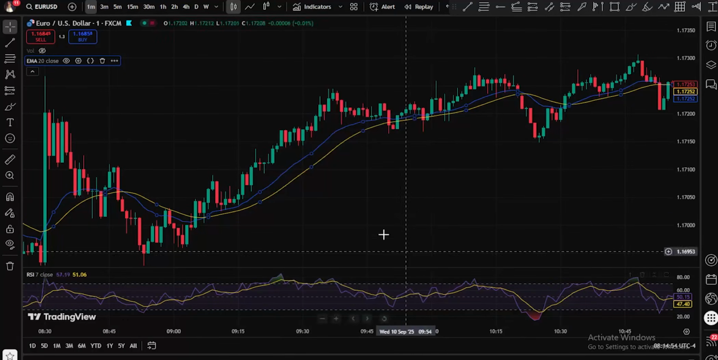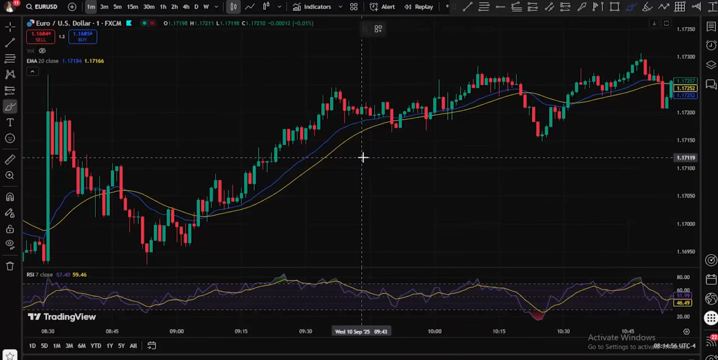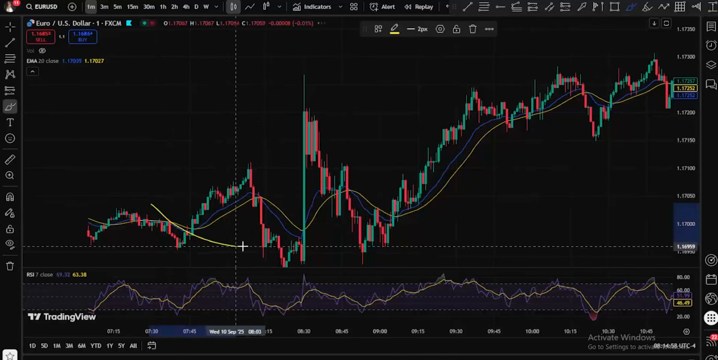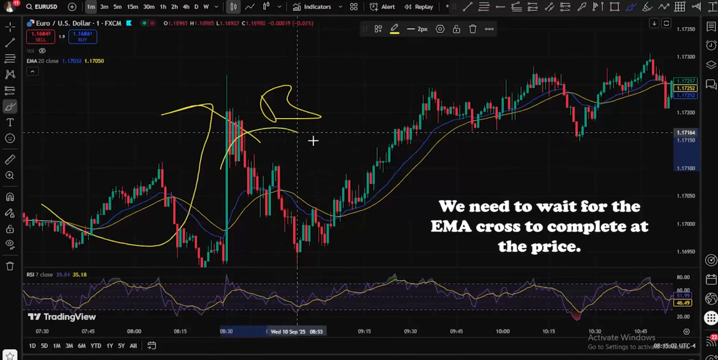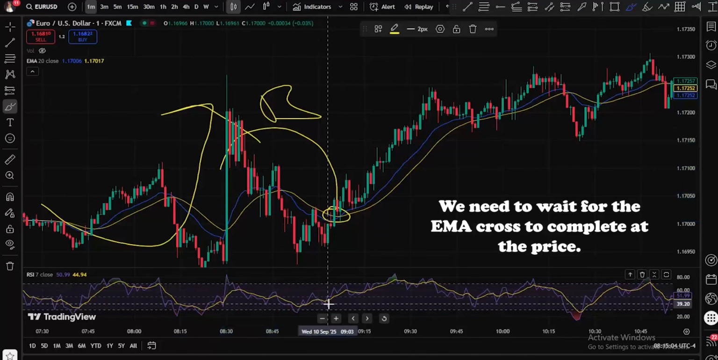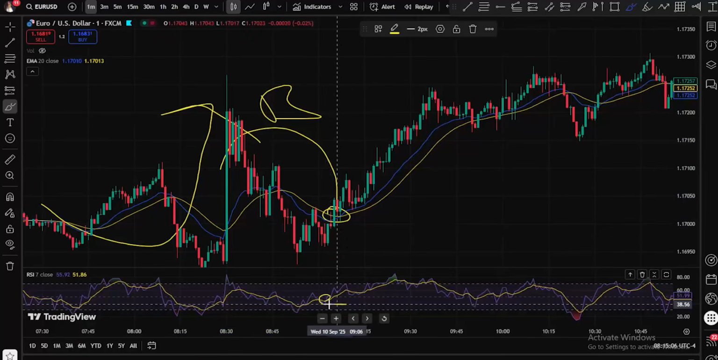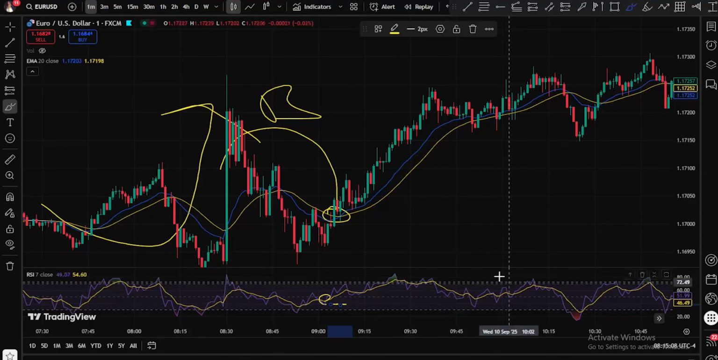Activate the RSI with a period of 7, or even 7.3 for faster reaction. 4. Now wait for the EMA crosses. When the EMA 10 crosses the EMA 20 from below upwards, the initial entry signal is issued.